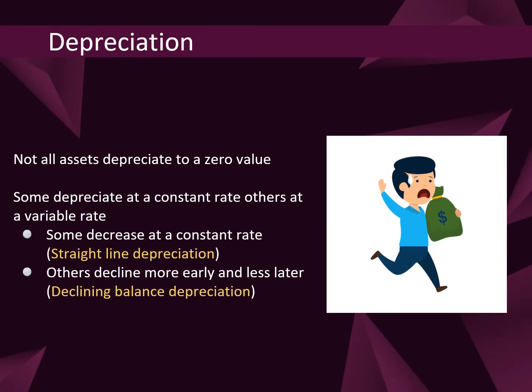So it's important to remember that not all assets depreciate to a zero value. So not all of them zero out. Some depreciate at a constant rate, others at a variable rate. So we'll talk about straight line depreciation and declining balance depreciation.